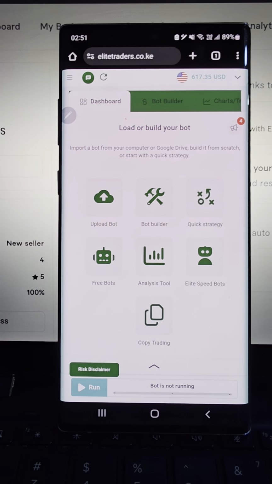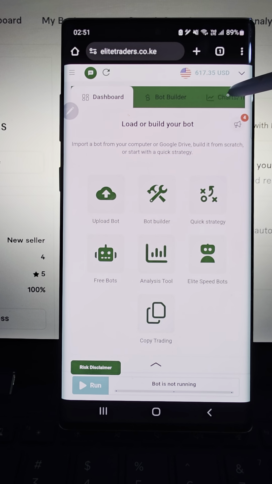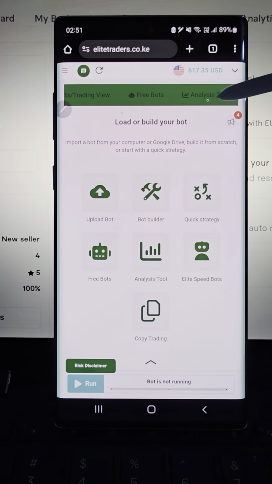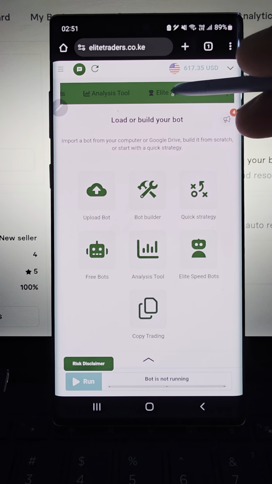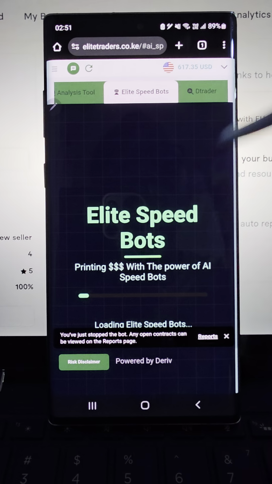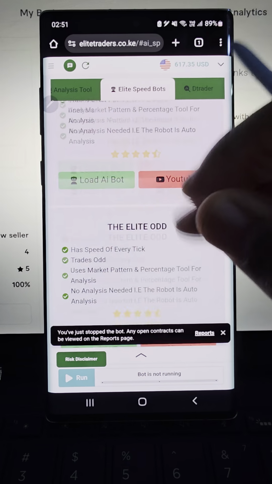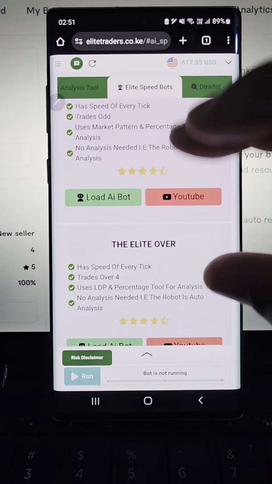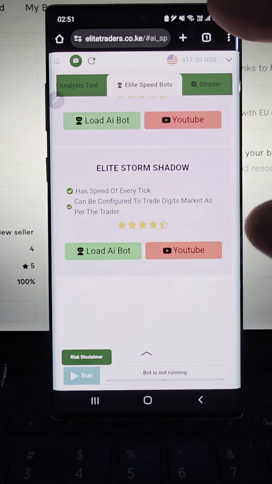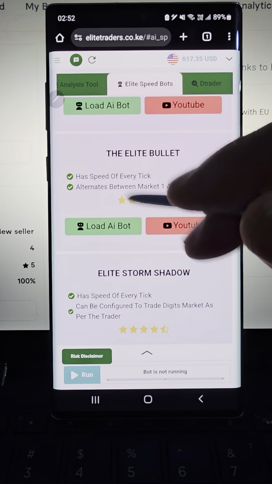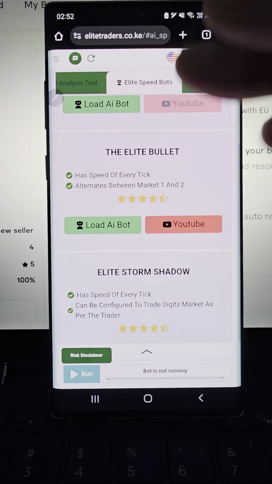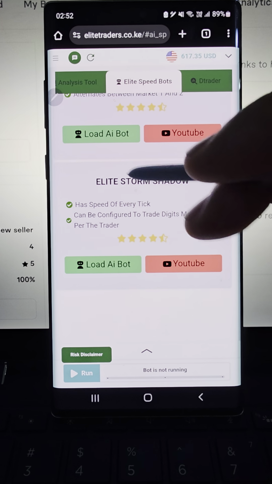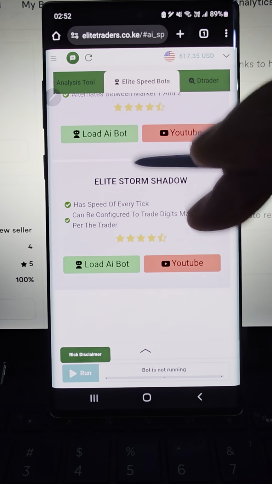Those asking about the Rate Bullet, I want us to trade under 5 by the use of the virtual hook. Just click the Rate Speedboat. All these robots are made on the same platform. So for the Rate Bullet, you can customize it the way you want. The same thing applies to the Rate Storm Shadow.